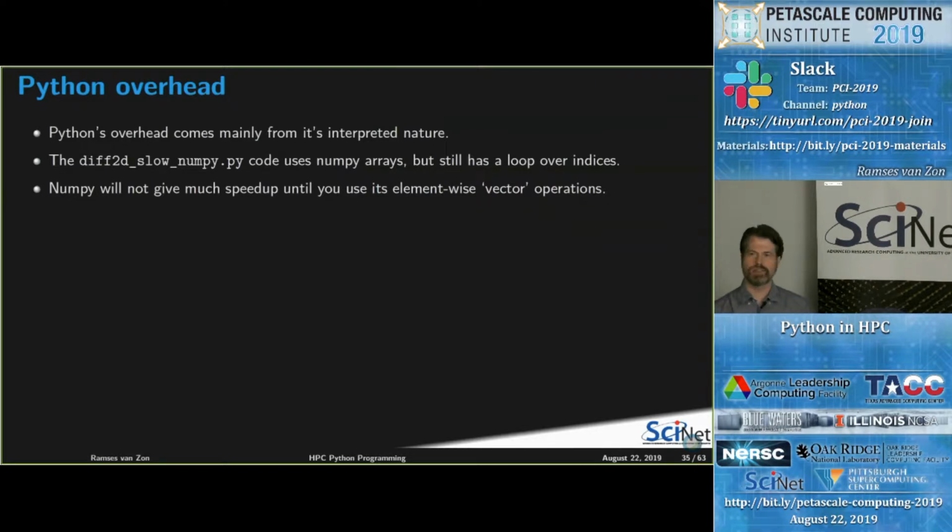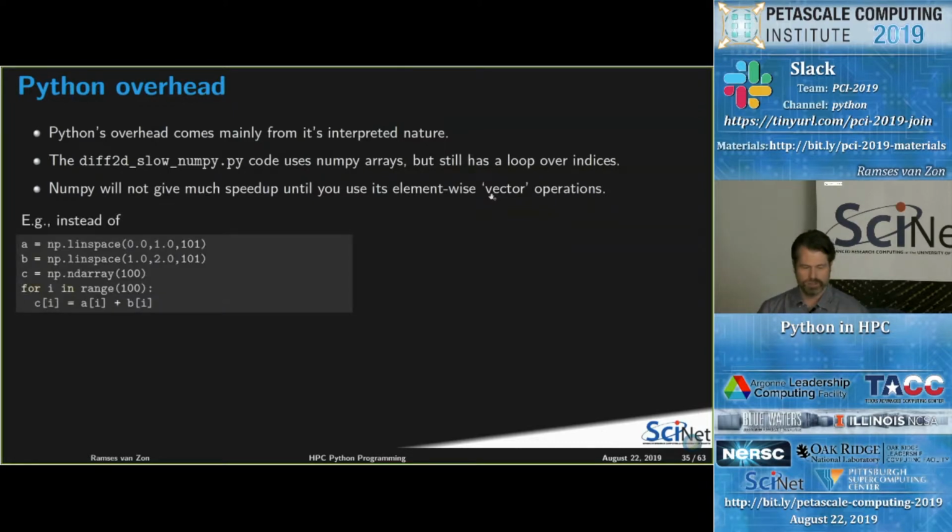So the fact that these things are now nicely aligned in memory doesn't really matter if we still have those for loops and we're constantly just interpreting Python code. We want to use those arrays as full arrays, so that NumPy behind the scenes can do its magic. That's called element-wise vector operations, as we just saw. And so we're going to have to try and do that.